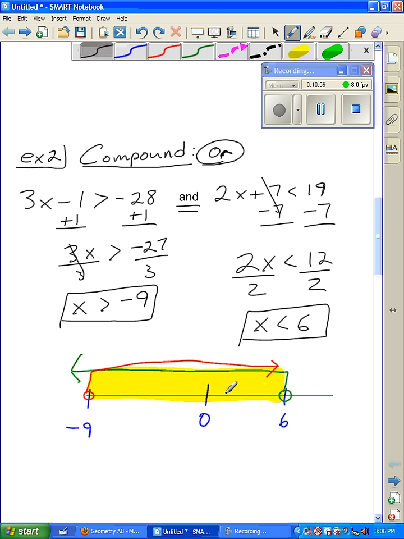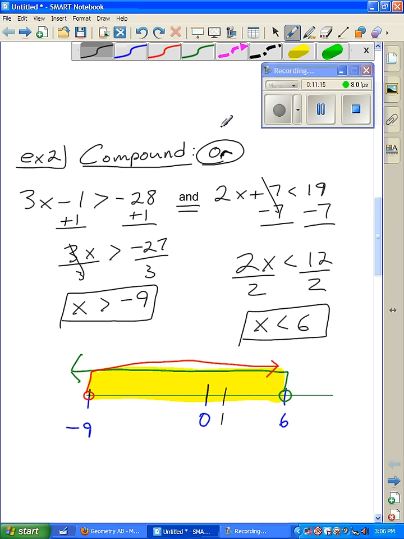Let's pick, I don't know, 1. Number 1. Plug it in both of them. Is 1 greater than -9? Check. Is 1 less than 6? Check. Okay? That's what it means to be a solution for an inequality or a compound inequality.